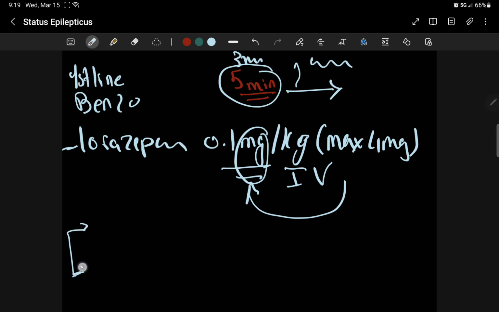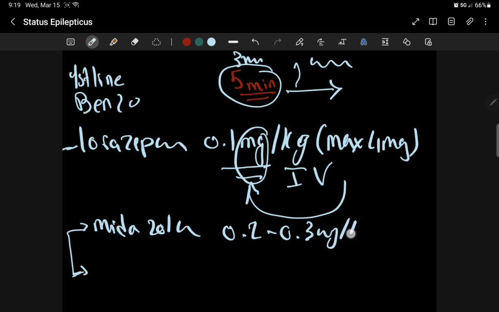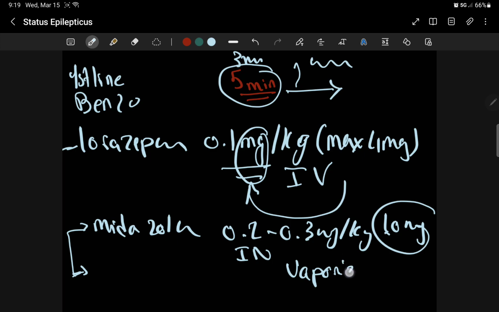You need to know that you have your midazolam. You can use your midazolam. It differs, but you can do 0.2, 0.3 milligrams per kg. Your max dose is 10 milligrams in general, and this can go intranasal. Okay, so when you're telling them prepare midazolam or Versed, whatever dose you're going to give in milligrams, you're going to give it intranasal. Make sure you're telling them this, and make sure you're giving it intranasal with a vaporizer. Why?